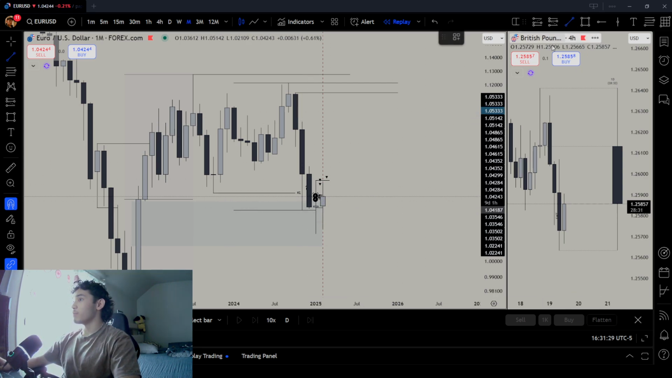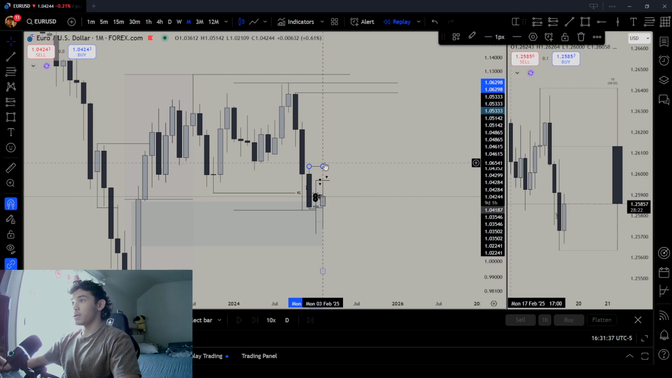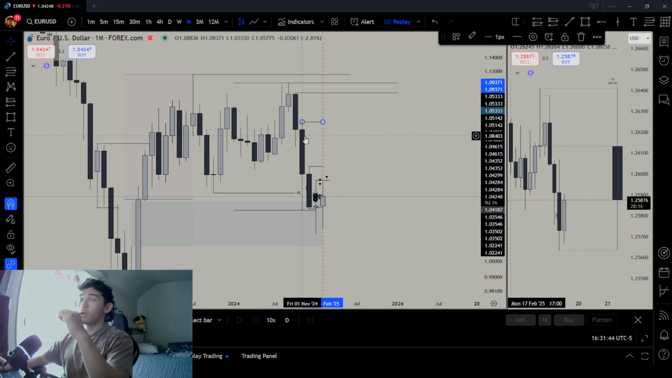In the monthly time frame, we have a monthly CRT right over here, right? Two monthly CRTs. So our first drawn liquidity becomes right over here in the monthly time frame. Our second drawn liquidity becomes right over here on the 12-month time frame, right? In a monthly time frame.